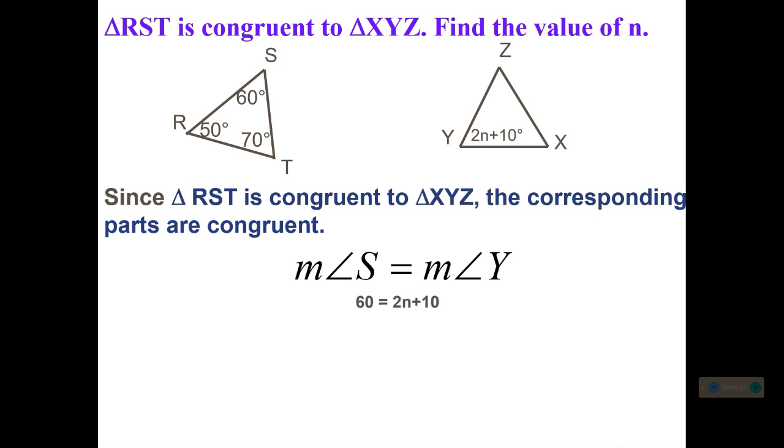So angle S, which measures 60, is equal to our angle N, which is 2n plus 10. Then, by solving this equation, you will obtain 50 is equal to 2n, okay? Because you are going to use the addition property of equality. And then you will have to divide both sides of the equation by 2, so that's why your n is equal to 25. Okay? So, I hope it is clear.